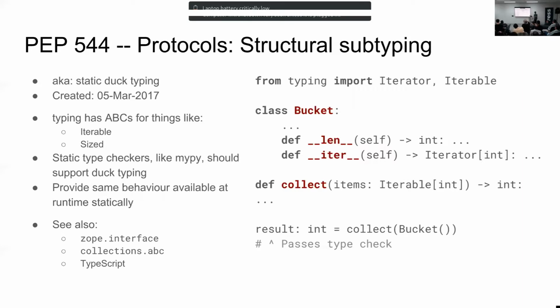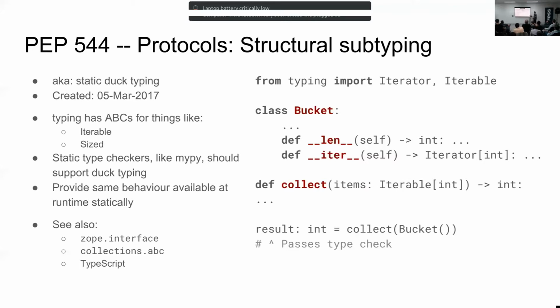And so the idea was that static type checkers should also support this, because we have this behavior at runtime, we should also have this same behavior during static analysis. So here is an example of static subtyping. The important thing is that bucket is automatically inferred as an Iterable of lines, and this last line here actually passes a type check. See also those things, those also influence the static analysis.